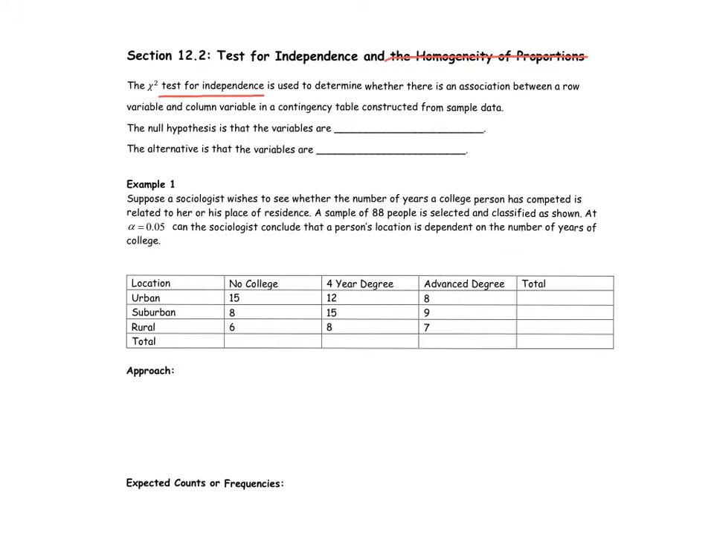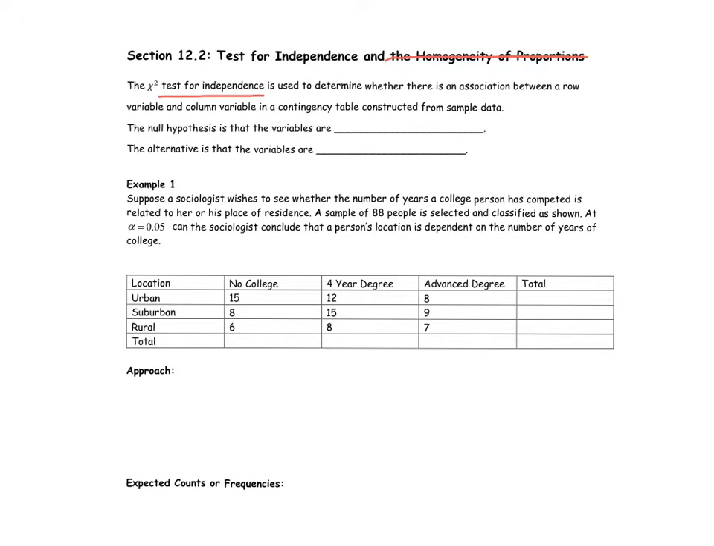back to our Chapter 5 definition. That means that the probabilities are not affected. And we're going to look at the test for independence of variables when they're organized in a contingency table. So the test for independence is used to determine whether there is an association between a row variable and a column variable in a contingency table constructed from our sample data.